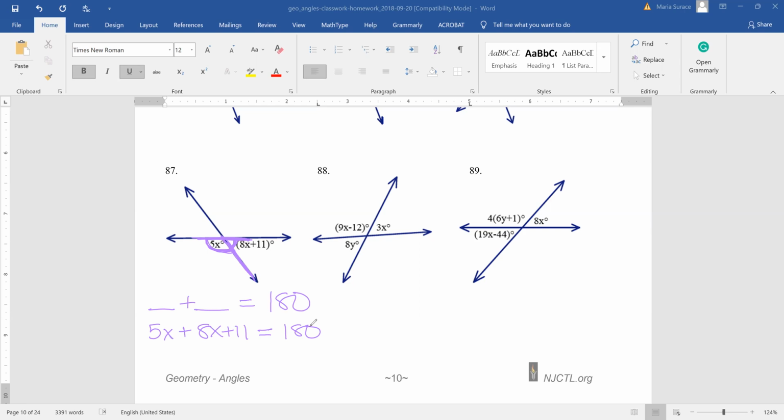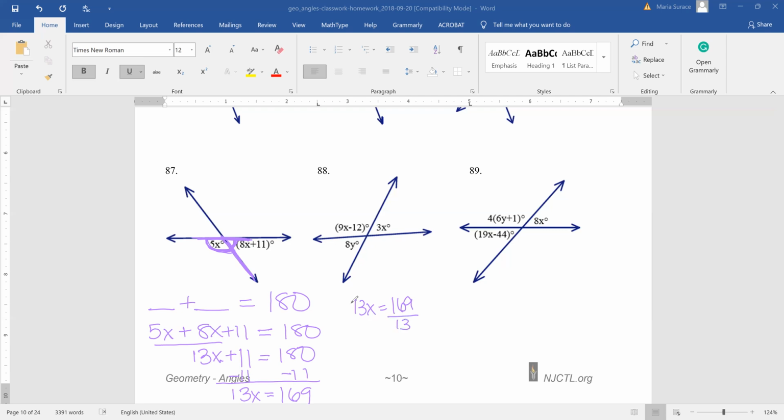And now I'm going to combine like terms and go ahead and solve. So 5x plus 8x makes 13x plus 11, which equals 180. I'm going to subtract 11 from both sides. That's going to give me 13x equals 169. And now I have to divide both sides by 13.